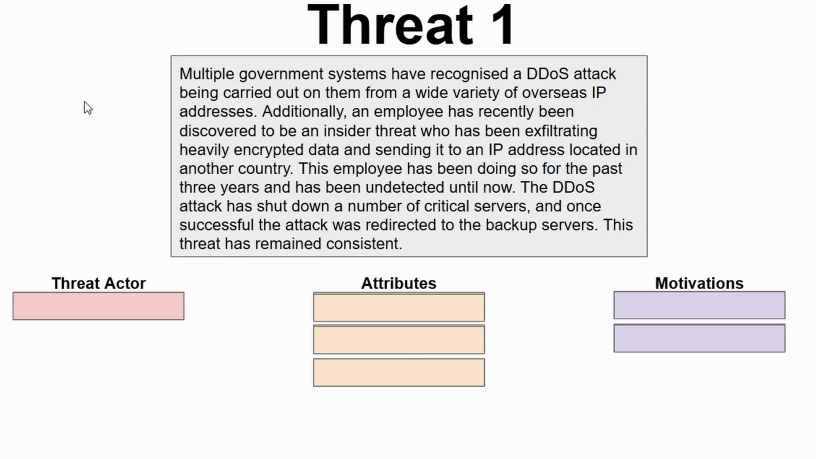So that is when you have a wide variety of devices, a lot of which have likely been hacked and manipulated through the use of malware, which are trying to overwhelm a system in order to get it to stop being able to do what it is designed to do. Additionally, an employee has recently been discovered to be an insider threat who has been exfiltrating heavily encrypted data and sending it to an IP address located in another country. This employee has been doing so for the past 3 years and has been undetected until now. The DDoS attack has shut down a number of critical servers, and once successful, the attack was redirected to the backup servers. This threat has remained consistent.